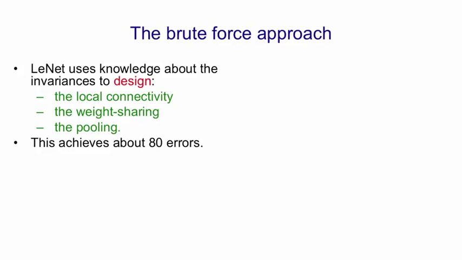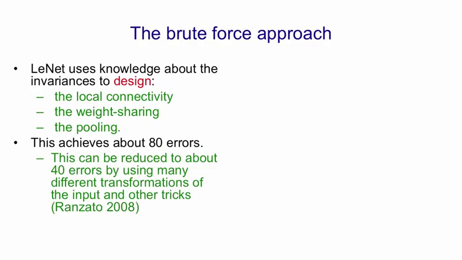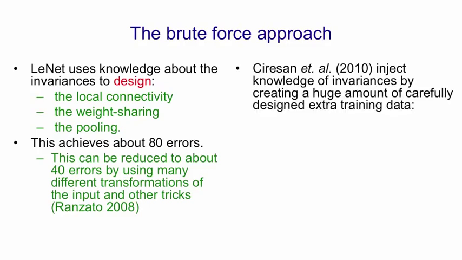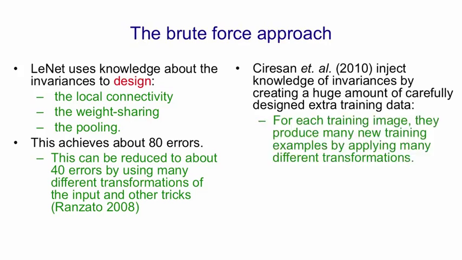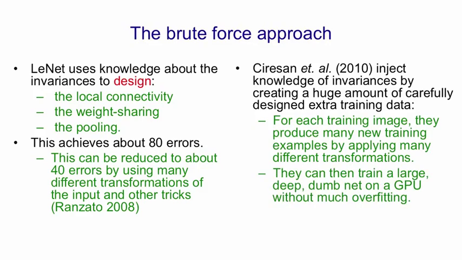And that achieves about 80 errors. Adding a lot more tricks, including synthetic data, Marco Ranzato was able to get that down to about 40 errors. A group in Switzerland, led by Jürgen Schmidhuber, went to town with injecting knowledge by putting in synthetic data. They put a lot of work into creating very instructive synthetic data. So for every real training case, they transformed it to make many more training examples. They then trained a large net with many units per layer and many layers on a graphics processor unit.